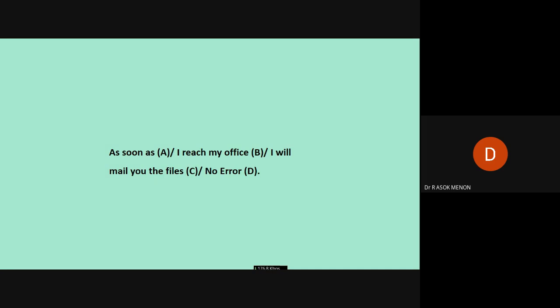See, "As soon as I reach my office, I will mail you the files." This is an interesting, funny question. Grammatical as well. There's a lot of fun with this question. "As soon as I reach my office, I will mail you the files." Which part could be wrong?